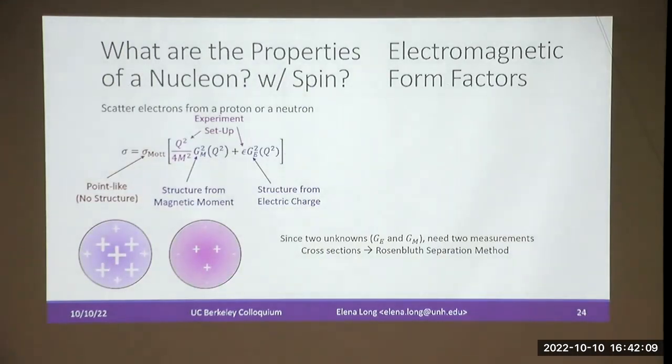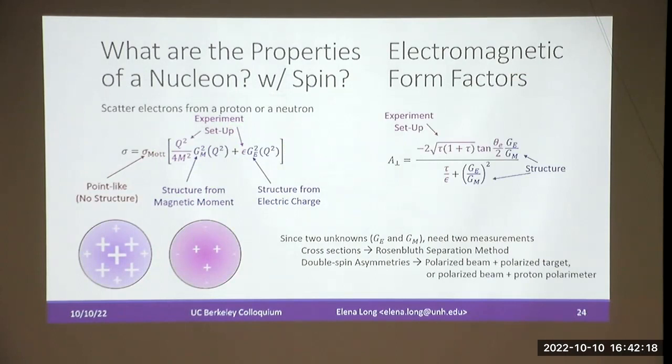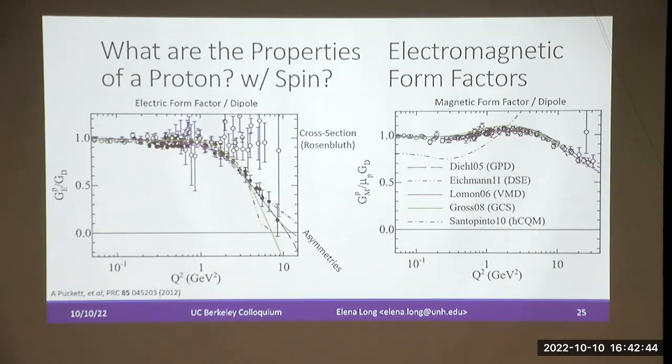So anyway, getting back to what we were talking about before, we mentioned the Rosenbluth separation technique. I mentioned this new asymmetry technique. We can measure the same observables. Since we have 2 unknowns for Rosenbluth, we need 2 different measurements. For asymmetries, we can do different kinds of asymmetries in order to get different ways of canceling them out, so we can get information from both polarized beam plus polarized target, or polarized beam and proton polarimeter.